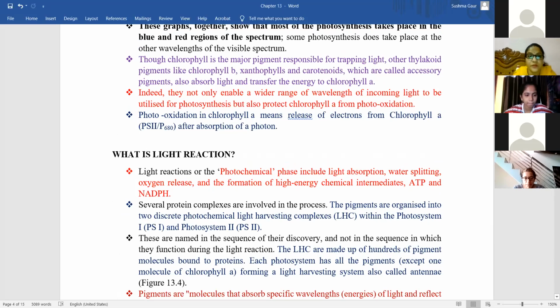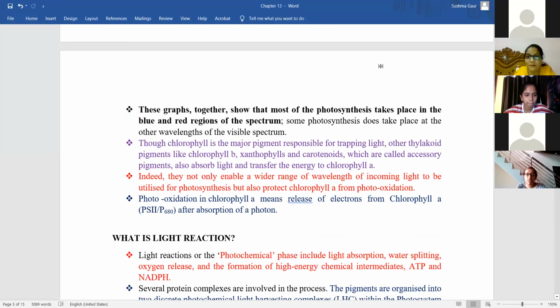Okay. So chlorophyll is the pigment that is basically involved in trapping of light. Other thylakoid pigments: if it is asked that out of the following, which is the major pigment that is responsible for light trapping in case of photosynthesis, and the options given are chlorophyll A, carotenoids, xanthophyll, and chlorophyll B, then you have to answer chlorophyll A is responsible.